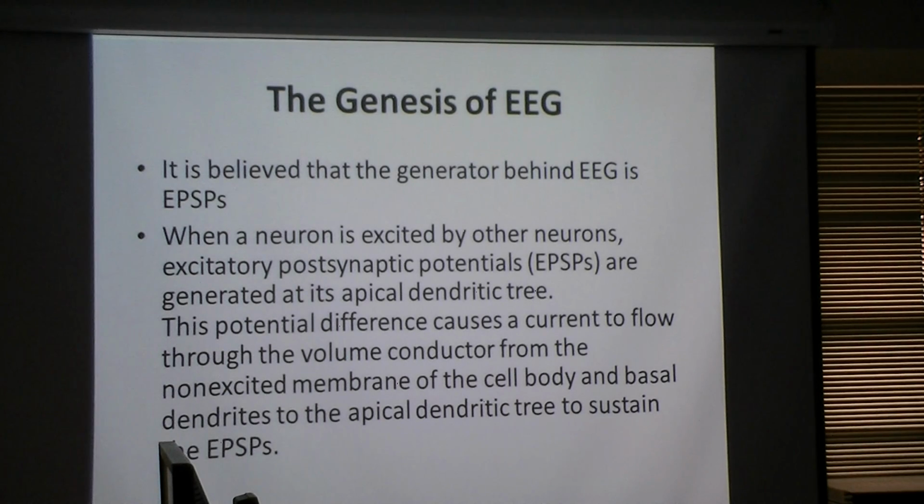As I told you, any signal, the action potential, is created by stimulation. So the generator behind EEG is EPSP, the excitatory postsynaptic potential. Excitatory means you stimulate something and then it creates a signal. When a neuron is excited by another neuron, as I told you, the action potential travels and excites another neuron, then the signal is created. In this manner, the EEG is created.